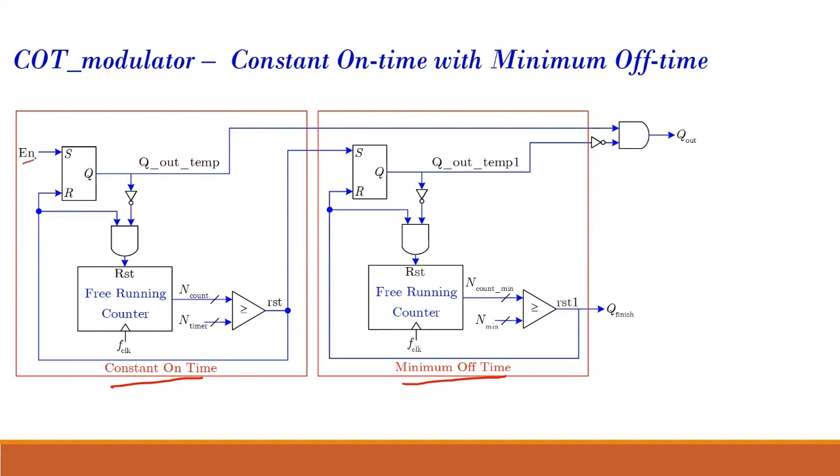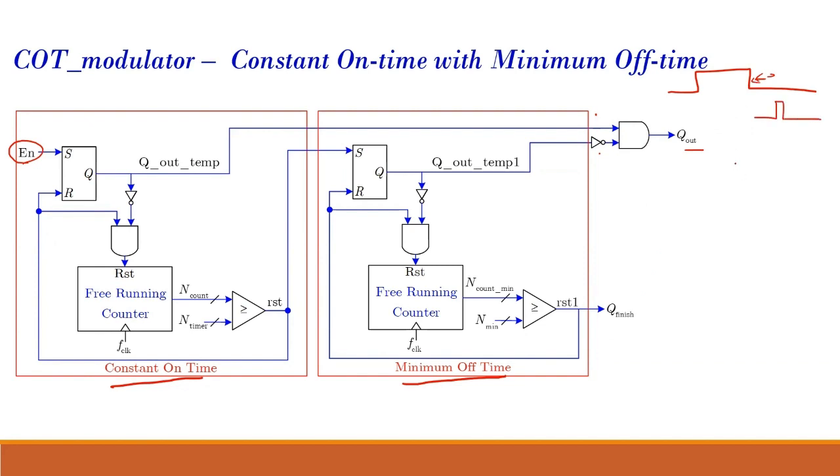So enable signal is like your set pulse, to set your output high. Similarly, there's Q out temp, and also Q out temp 1. This is for your minimum off time logic. Both the minimum off time as well as your constant on time are considered to generate the actual output signal, which is this curve. This curve is generated from that. Then Q finish is the one I told you about, which you generate after your minimum off time.